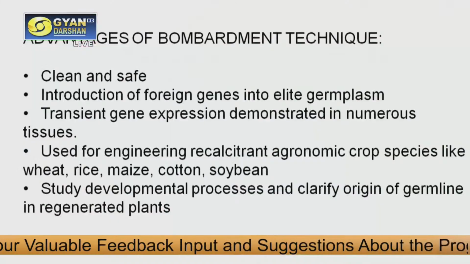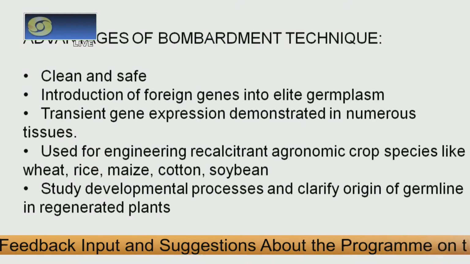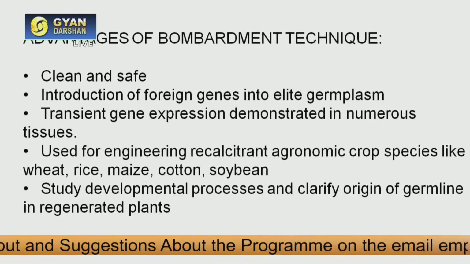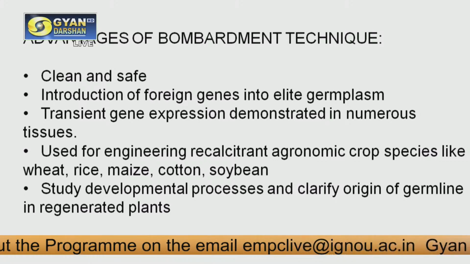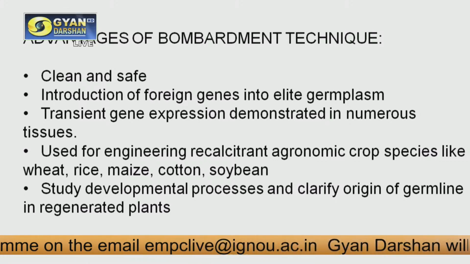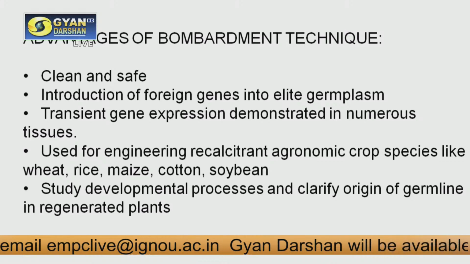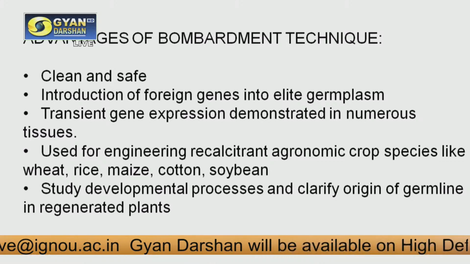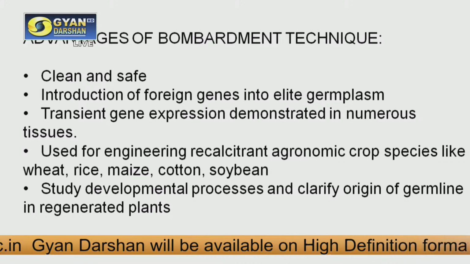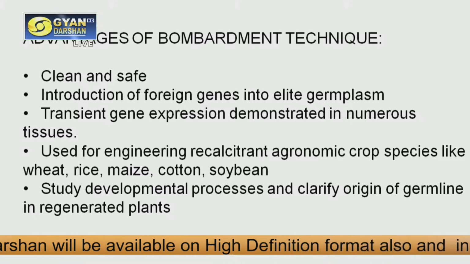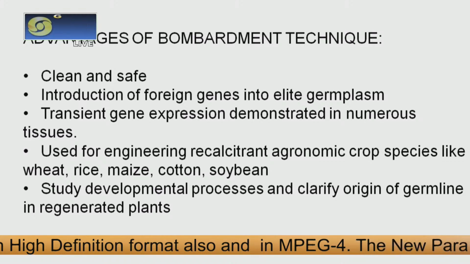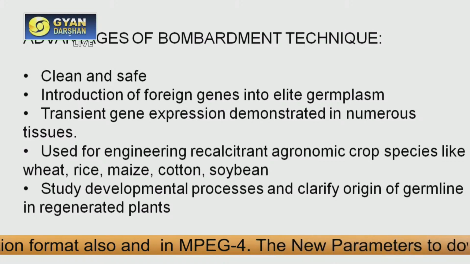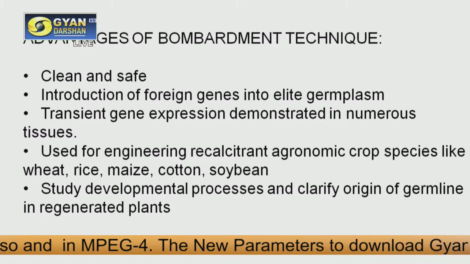So what are the advantages of the bombardment technique? It is clean and safe. Introduction of foreign genes into elite germplasm, which is not possible through Agrobacterium, you can do here. Transient gene expression can be monitored and used for engineering recalcitrant agronomic species like wheat, rice, maize. I already told you in case of monocots it may be difficult. Study developmental process and clarify origin of germline in regenerated plants.